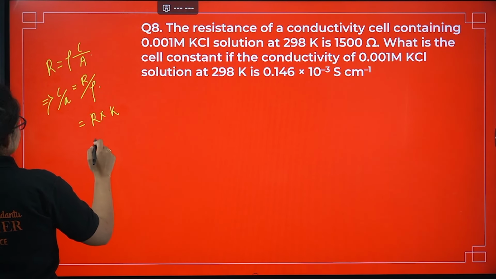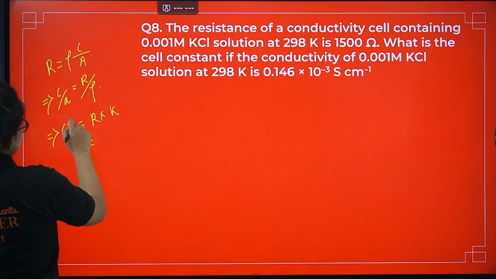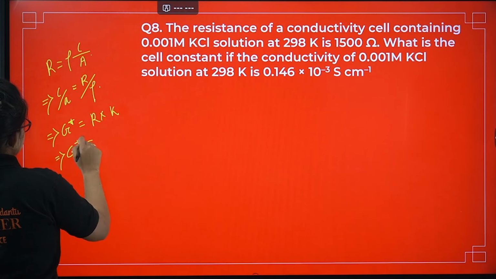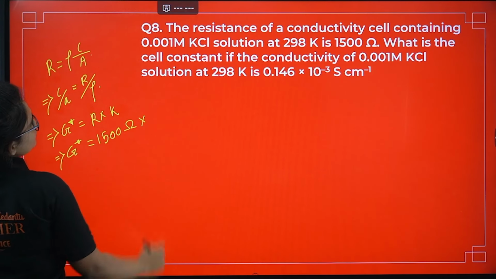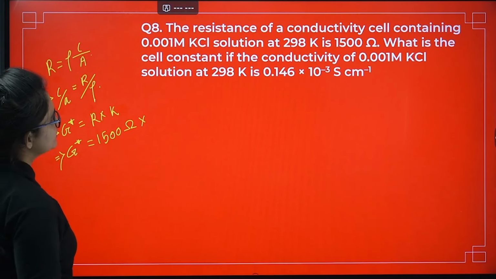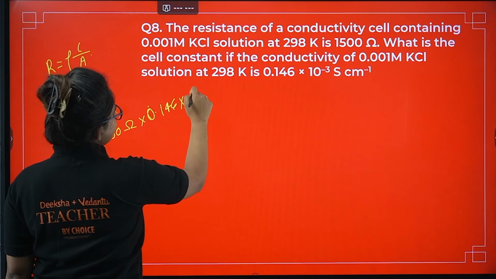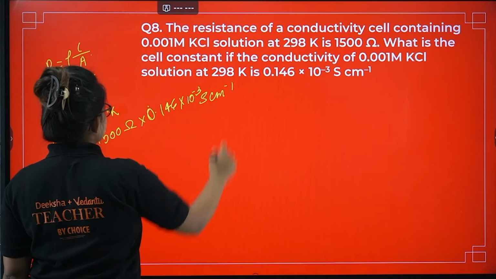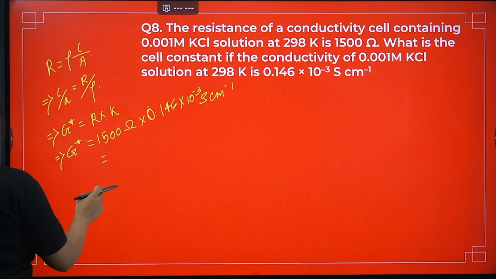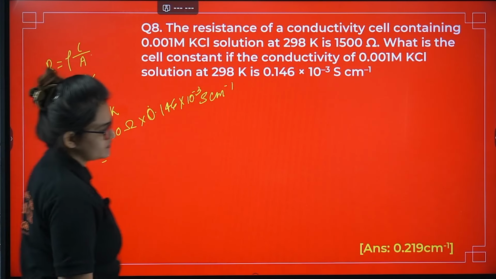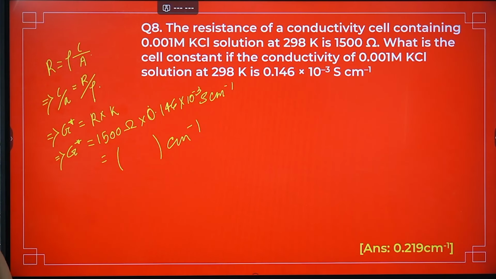So the cell constant, this L by A, is nothing but G star. G star is 1500 ohm into the conductivity, 0.146 into 10 power minus 3 Siemens per centimeter. Overall the unit will be centimeter inverse. So your answer should come up to be something like 0.219 centimeter inverse. I guess this is clear to you.